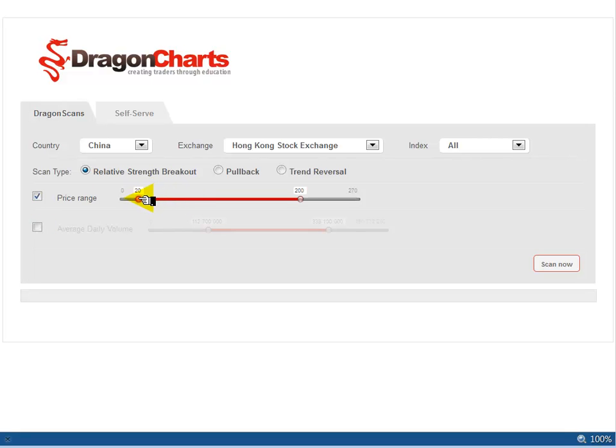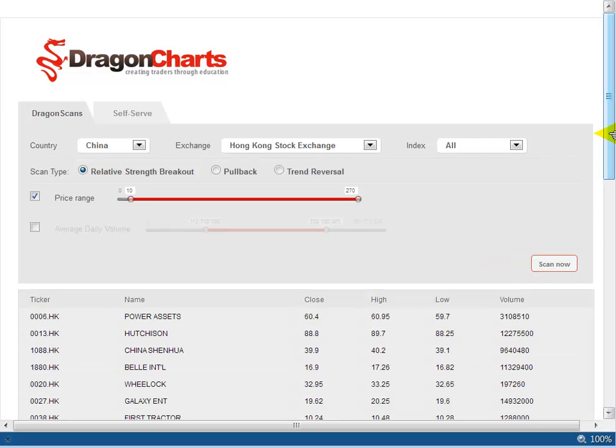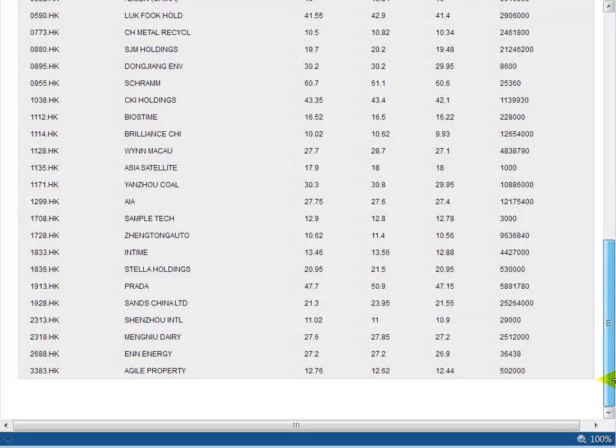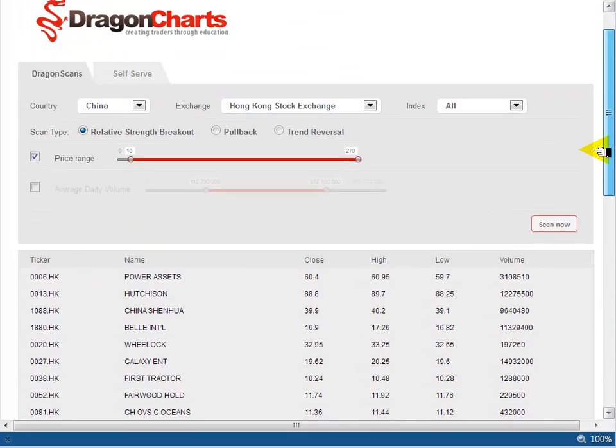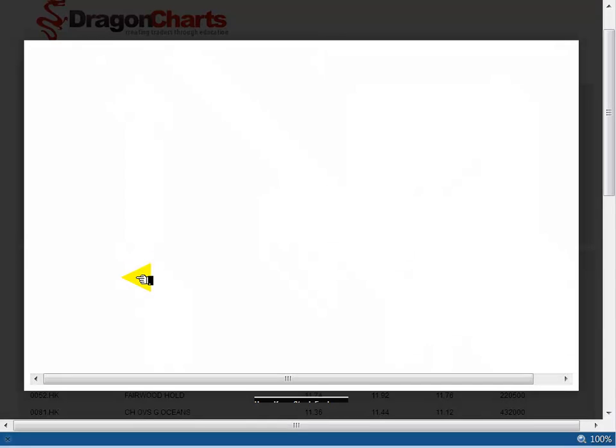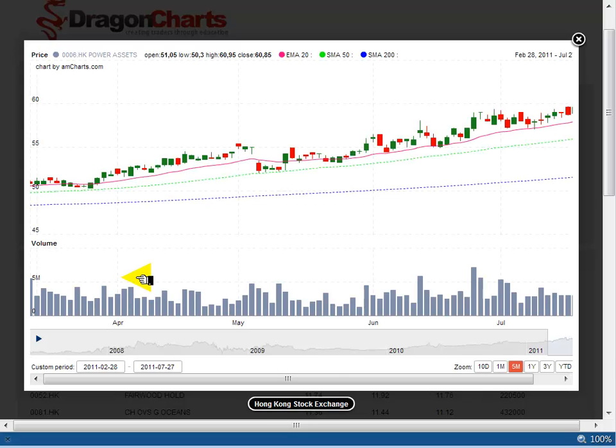But let's say we want to trade stocks that are at least 10 Hong Kong dollars. We would select the $10 minimum on the slider, and then we hit the Scan Now button. And you can see we get a list of all the stocks that meet our criteria for relative strength breakout. So these are going to be all strong stocks that are in an uptrend or that have broken out above resistance. If we click on the ticker symbol, we get a chart of the stock.